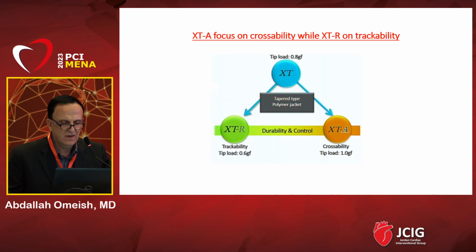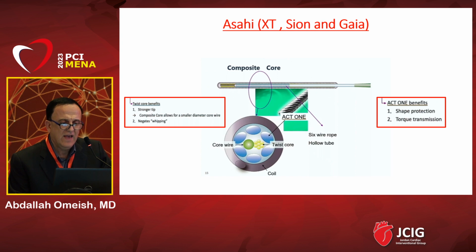Their tip is like 0.009 inch, and they have a composite core which helps in the trackability of these wires. The Asahi XT, Scion, and Gaia wires all have a composite core, which includes the central core, the Act1 core, and the twist core. These cores help in shape protection, torque transmission, as well as negating the whipping phenomenon.